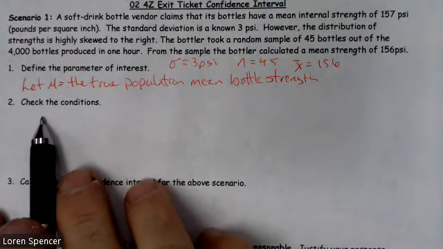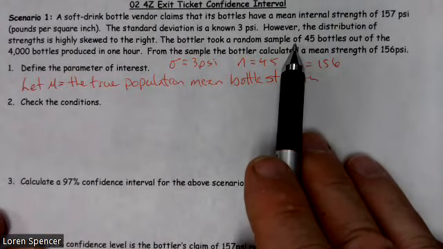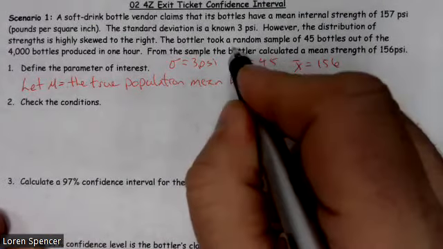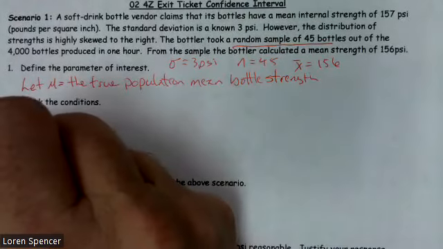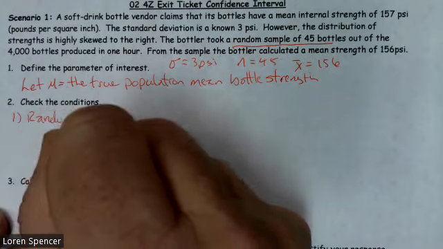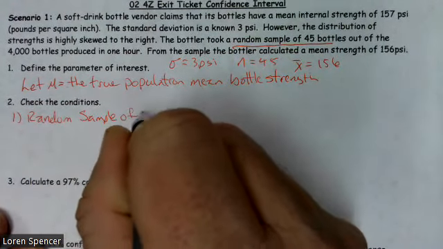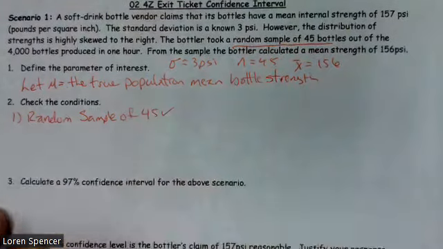Check the conditions. All right. First off, we had to have a random sample. They said, oh, random sample of 45. So first condition, random sample of 45, and we'll put a check mark by it.